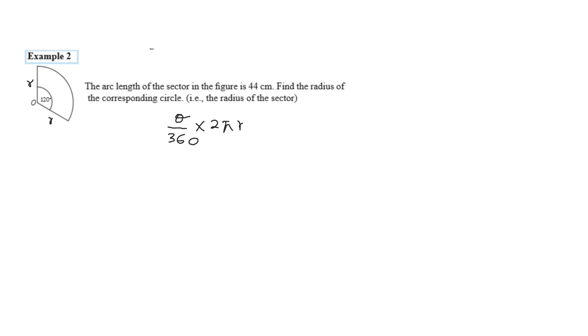Now, that is equal to 44. Arc length is 44 cm. What is theta here? That is 120. 120 over 360 into 2 pi is 22 over 7, R, we don't know R, we have to find that, equal to 44. Now you have to simplify this. 120 over 360 is 1/3.